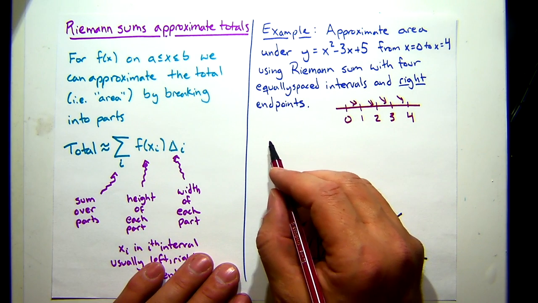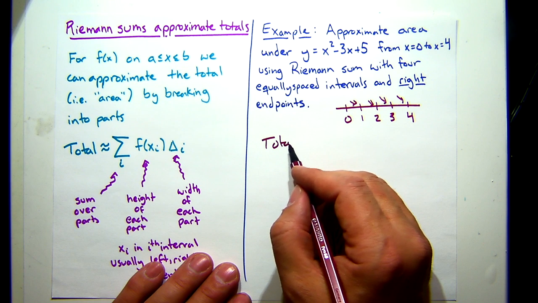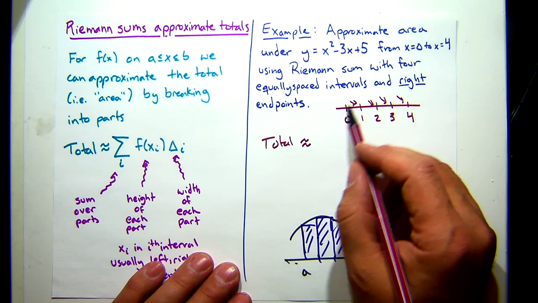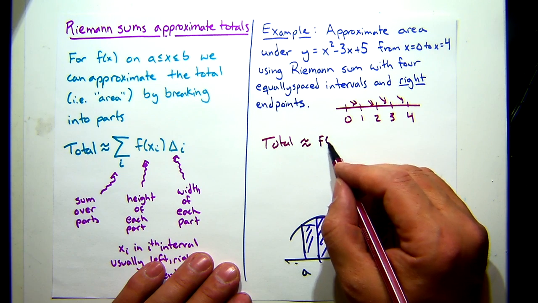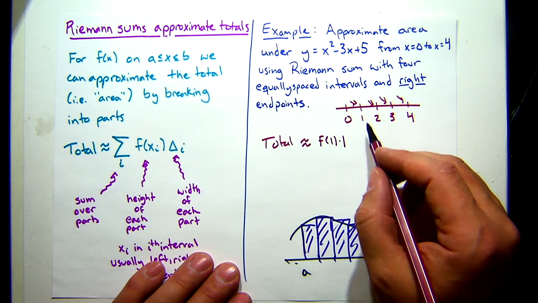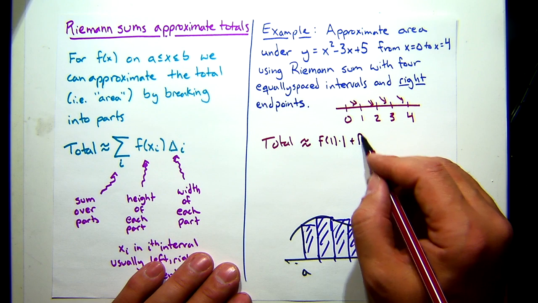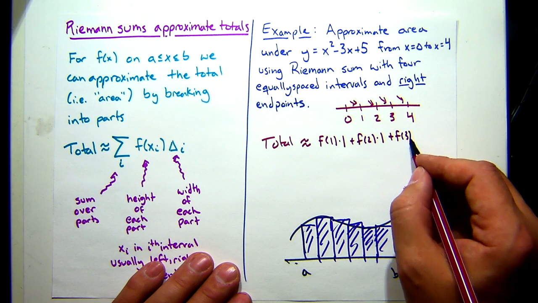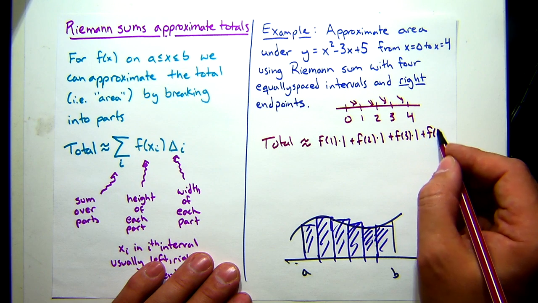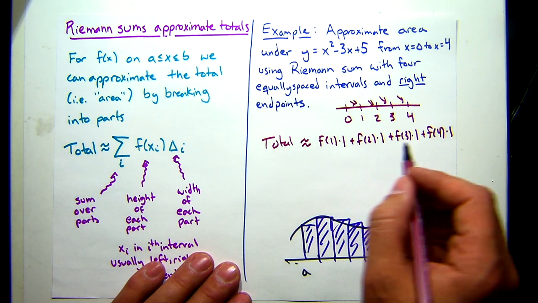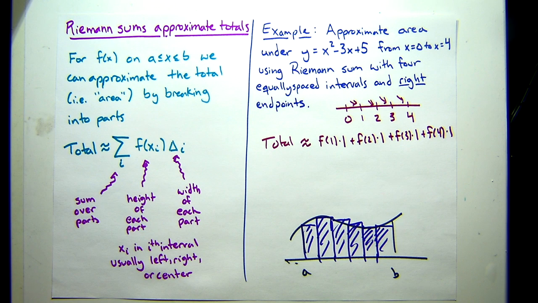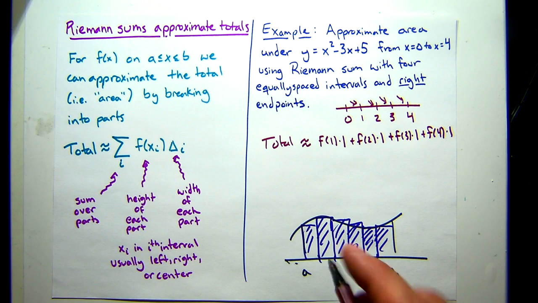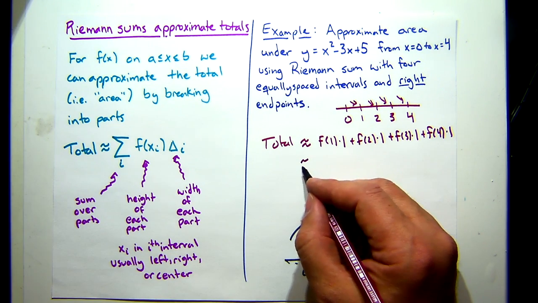So now I can write down my Riemann sum. I can say that the total, in this case, area, is approximately, I go to each interval, the function at 1 times 1 plus the function at 2 times 1 plus the function at 3 times 1 plus the function at 4 times 1. Now, where are these times 1 coming from? They're the widths, the delta x_i. All right, so we're almost done.